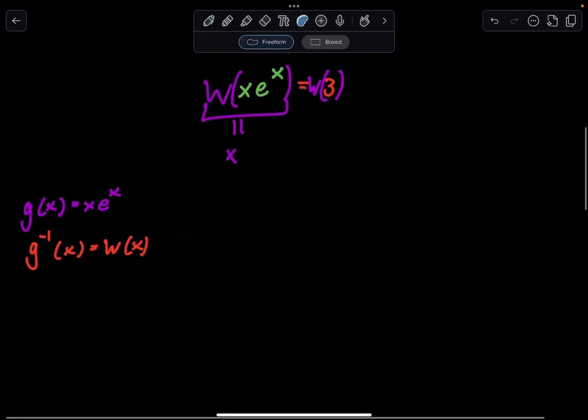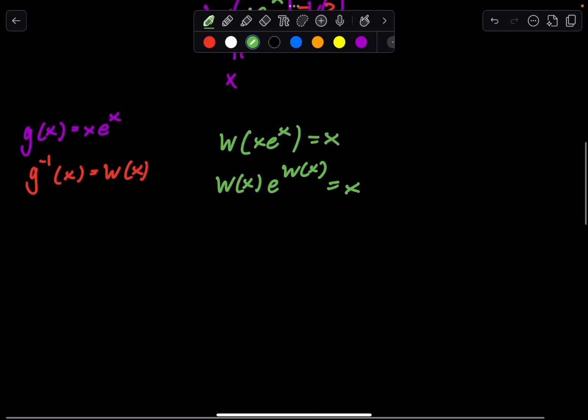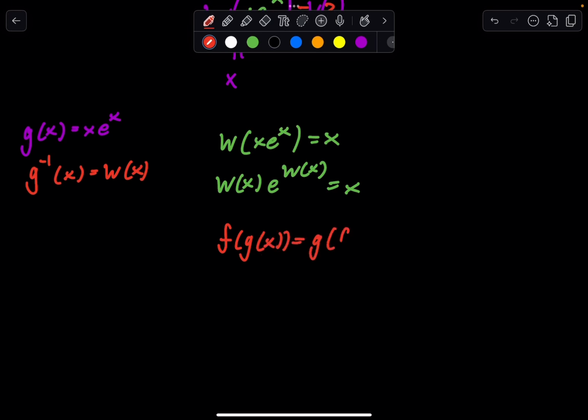Let's put this to the side. Now this means, using the basic properties of inverse functions, we could say that W of x times e to the x equals x. But that also means that W of x times e to the W of x should return x. Because when two functions are inverses, we could say f of g of x is equal to g of f of x, which is equal to x, where f of x is equal to g inverse of x, just like that.